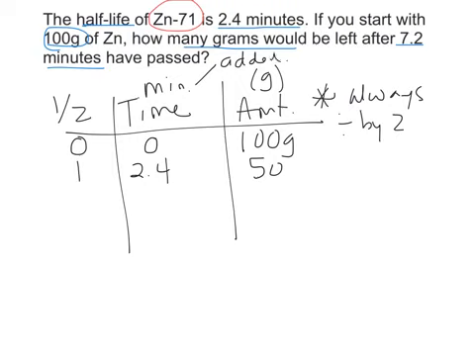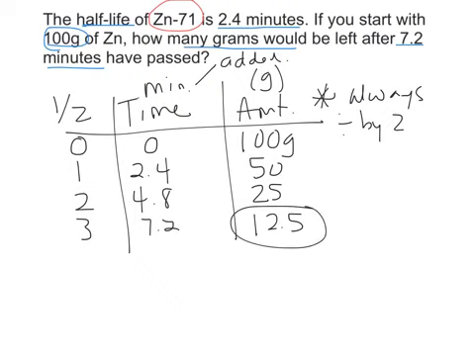Alright, so for my next half-life, I'm going to take 2.4 plus 2.4 and come up with 4.8. Half of 50 is 25. Third half-life, again, I'm going to add on 2.4. So that'll be 7.2 minutes. Okay? And then half of 25 is 12.5. That's my answer. They want to know how many grams are going to be left after 7.2 minutes.